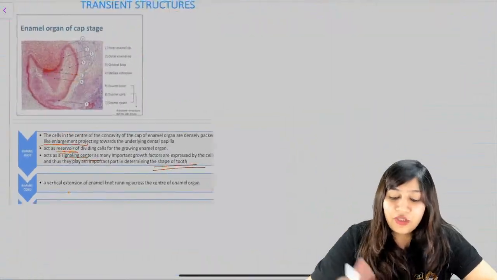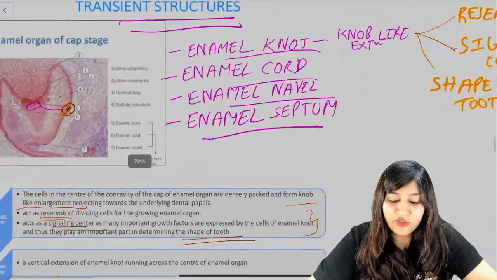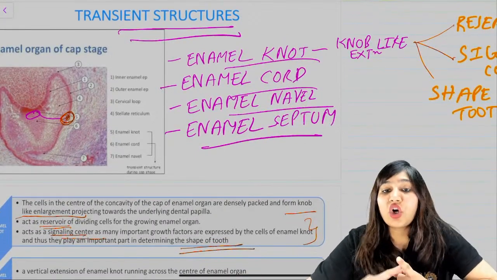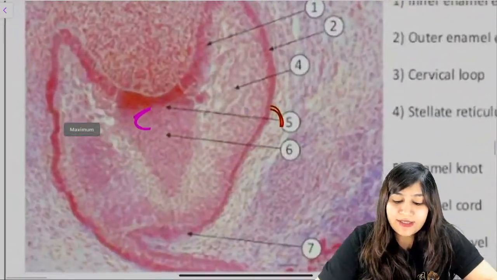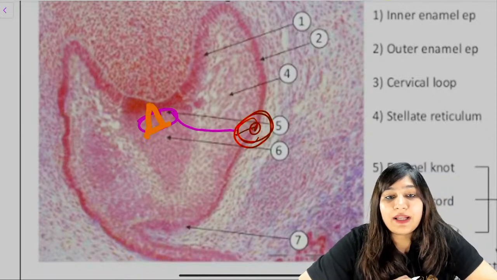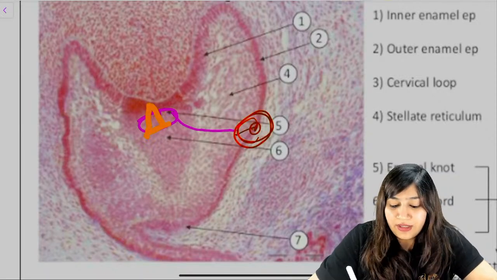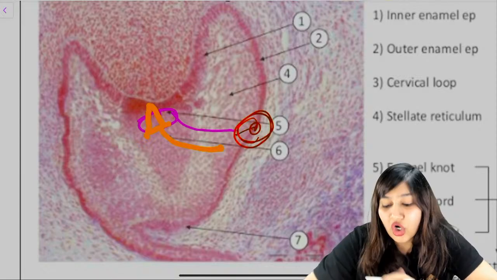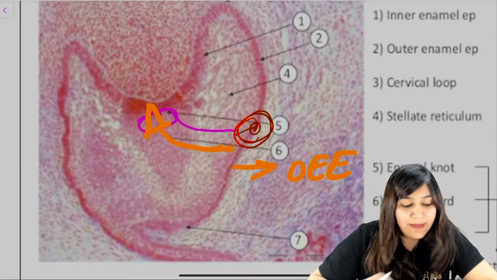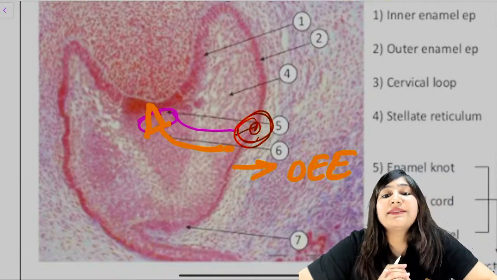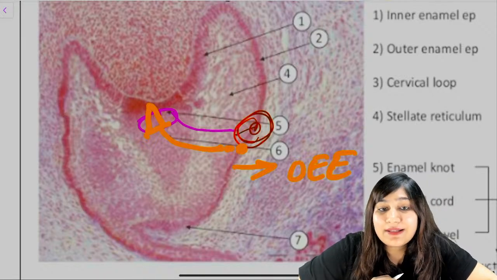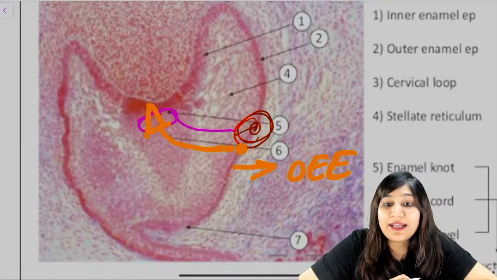So in university exam also you can be asked which are the transient structures. Basically there are four: knot, cord, navel, septum. Knot is condensation of the cells and they form a knob-like extension towards the dental papilla. This is our enamel knot. Then its extension is enamel cord. This is our outer enamel epithelium, right? So towards the outer enamel epithelium, vertical extension of knot is enamel cord. The point where it meets is enamel septum, and the depression is enamel navel.